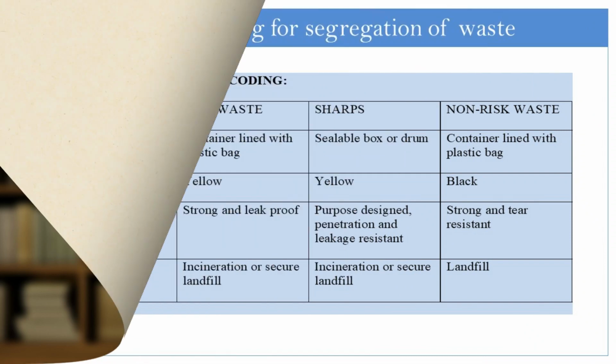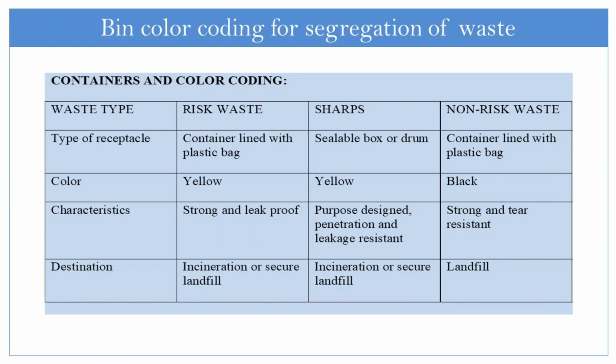This slide shows the bin color coding for segregation of waste. If you look at the waste type, the next column shows the risk waste, sharps, and non-risk waste. As we talk about the risk type, yellow is for the risk waste. The sharps go into the yellow one, and non-risk goes into the black one.